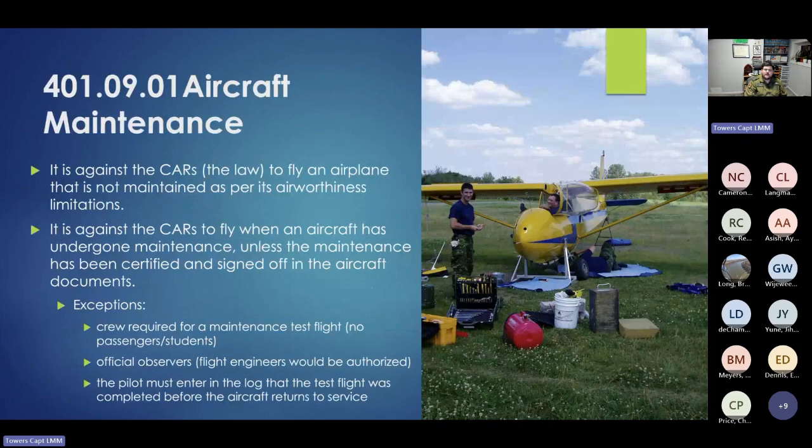So jumping right into aircraft maintenance, it's against the Civil Aviation Regulations, the law, to fly an airplane that is not maintained as per its airworthiness limitations. It's against the CARs to fly when an aircraft has undergone maintenance, unless the maintenance has been certified and signed off in the aircraft documents. The exception to this is any crew required for a maintenance test flight. No passengers or students should be on board for a maintenance test flight. Any official observers, such as flight engineers, could be authorized. And the pilot must enter in the log that the test flight was completed before the aircraft returns to service.